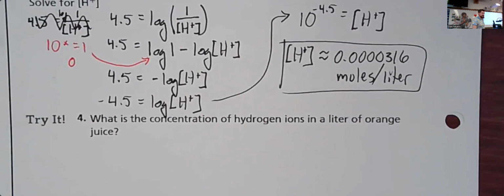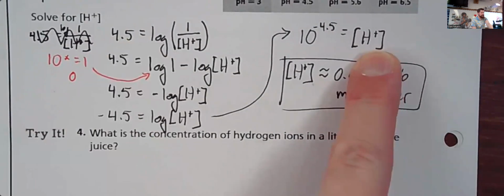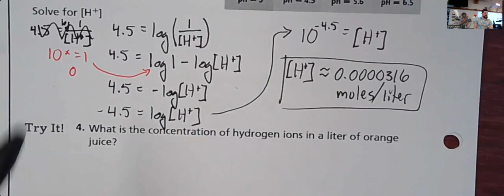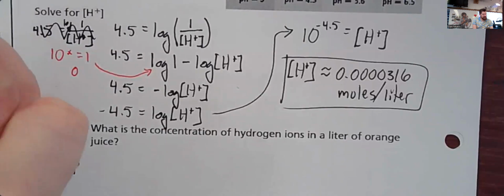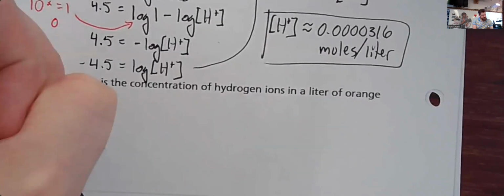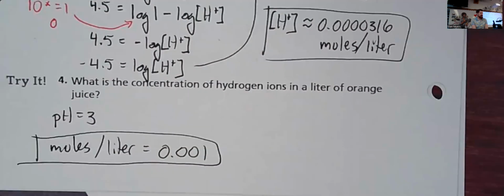10 to the negative 3. Which is? You're right. 1/1000 or 0.001. Because the only thing that changes is the 4.5 turns into a 3. So if you get H plus by itself, that would be 10 to the negative 3, which is 1/1000 or 0.001. It's the only difference there. All the algebra, all the logarithmic changing, that's all the same. Nothing about that changes. So that would be pH equals 3. So moles per liter equals 0.001. There we go.